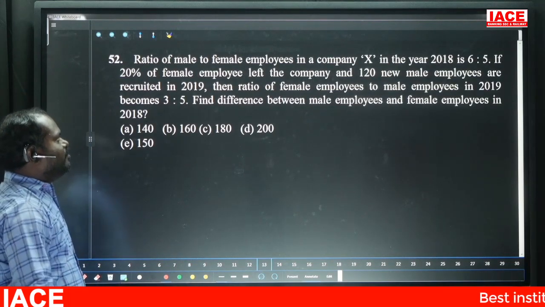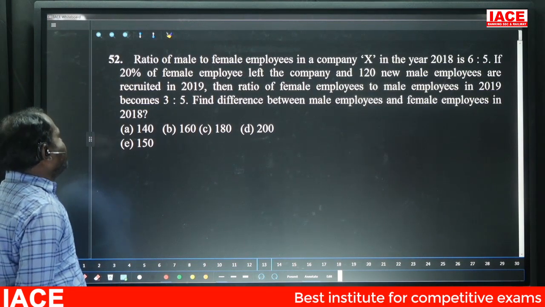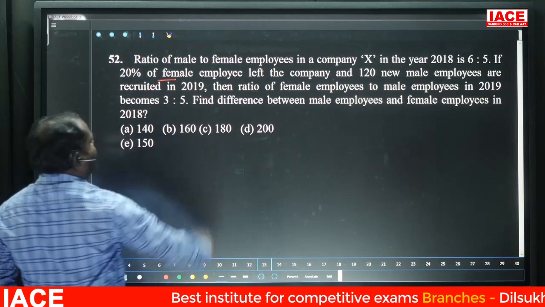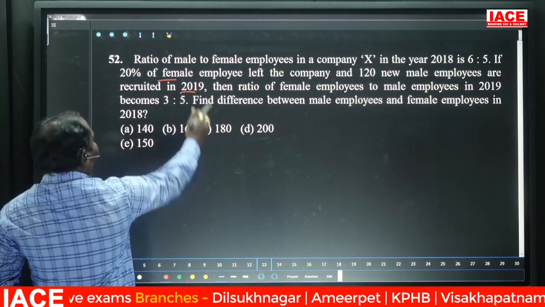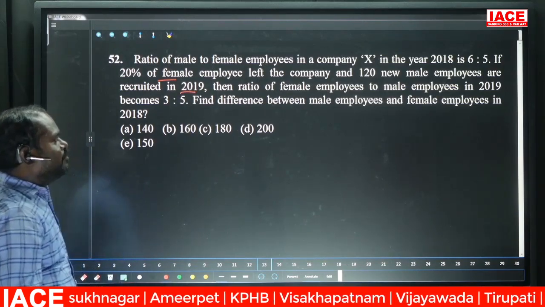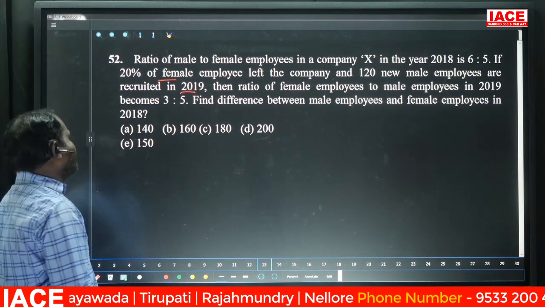The ratio of male to female employees in company X in 2018 is 6 is to 5. If 20% of the female employees left the company and 120 new male employees are recruited in 2019, the ratio of female employees to male employees in 2019 is 3 is to 5. Find the difference between the male employees and female employees in 2018.